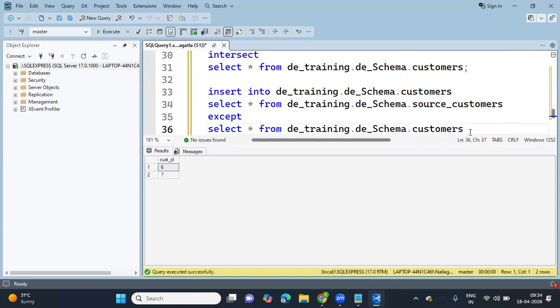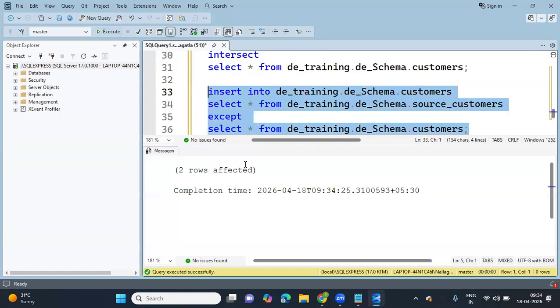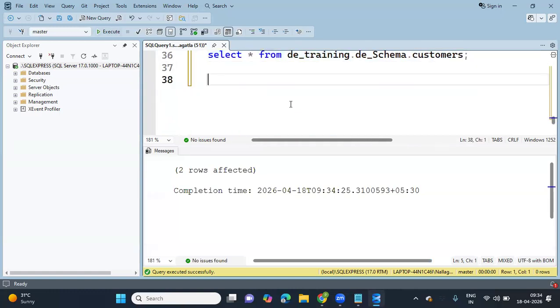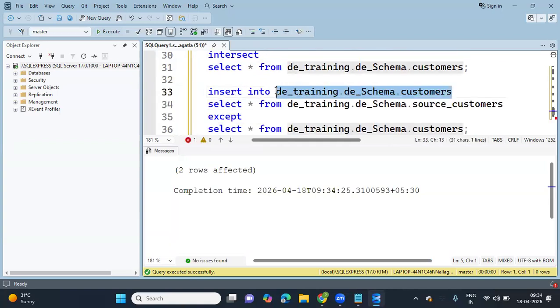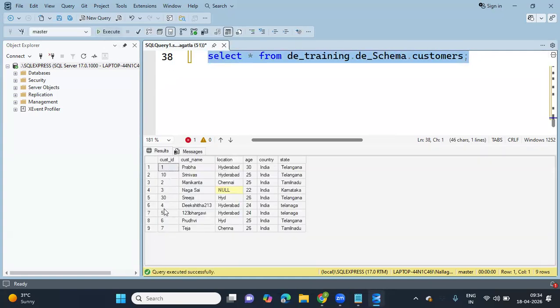Okay, but I'm not going to directly run insert. First, I'll see with this except whether I'm getting the expected data or not. Yes, these are the two rows I want to be inserted into this table, right? So now let's run this as a whole. This table before insert has 7 rows, remember. Okay, 2 rows affected. Select star from this table. You will get ID numbers 6 and 7. Now we have 2 additional rows inserted.